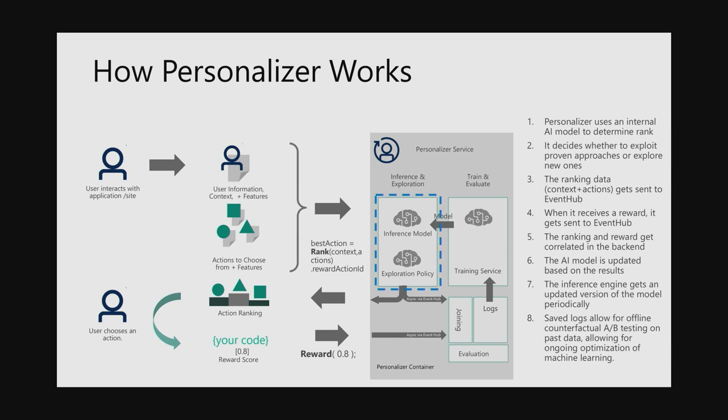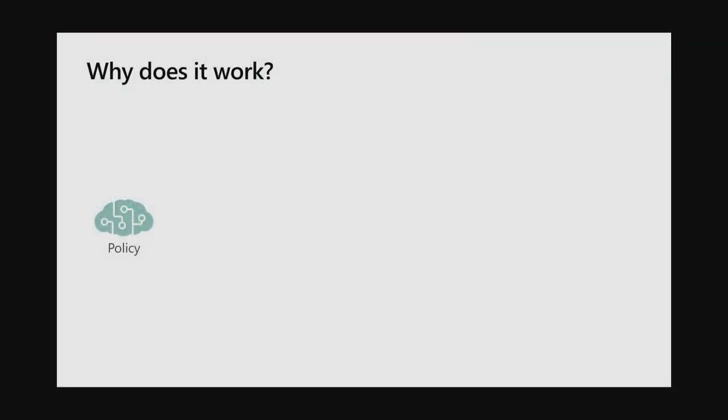So you know the API now, right? And we talked about how the model updates. What happens is that every time you make a rank call, there's an inference and an exploration policy that takes play, and it returns the action ranking with the reward action ID of the action you want. And that happens super fast, and it's used in very high throughput websites. So the latency there is mostly I/O bound. The compute is super light. And we even give you a container that you can call locally in your compute, so you don't have to go across the web for a rank call and come back. So that gets returned as a string.